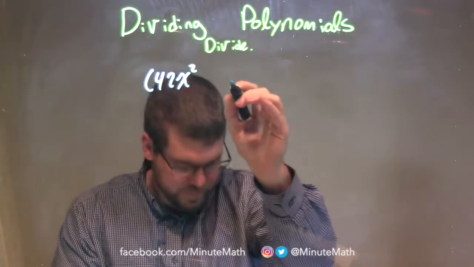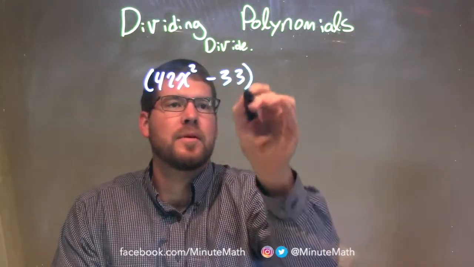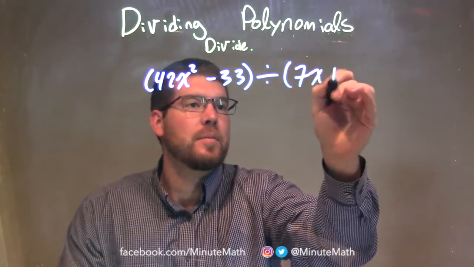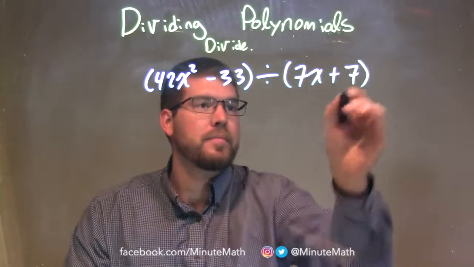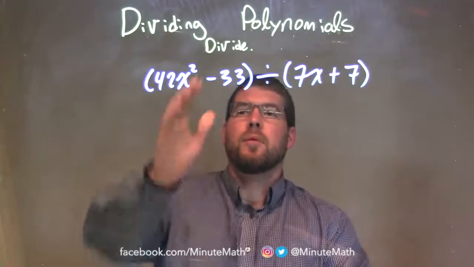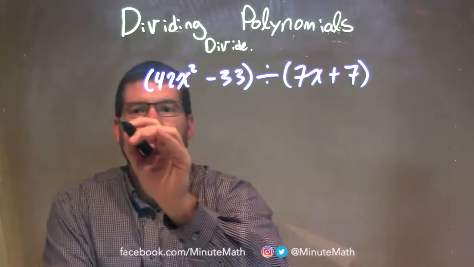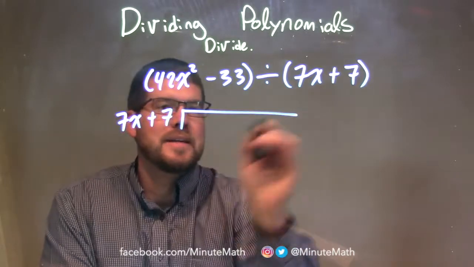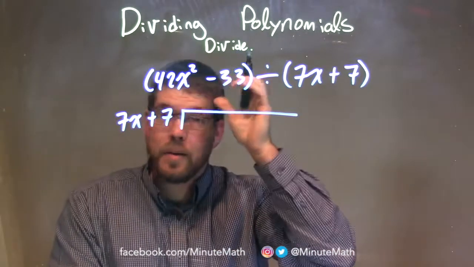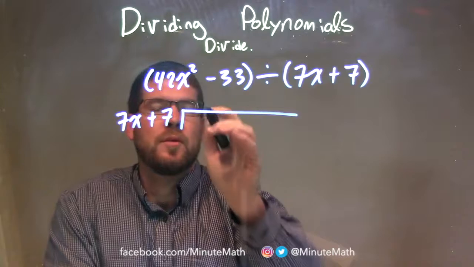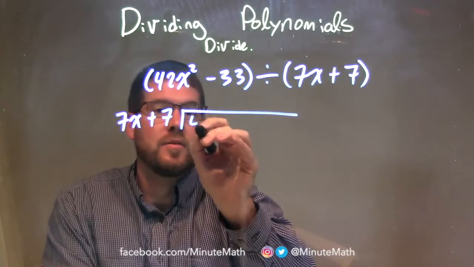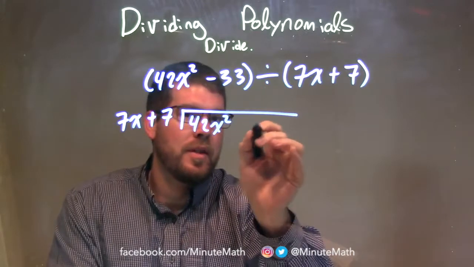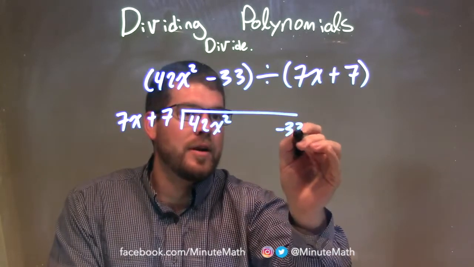42x squared minus 33 divided by 7x plus 7. Okay? Well, I'm going to rewrite this in a long division form. So I have my divisor, 7x plus 7 here, and that goes into my dividend. Now my dividend, what I'm going to do this time, instead of putting a 0 in front of my x, I'm going to just give a space there. So I have 42x squared, space for the plus of the x values, and then minus 33 over here.